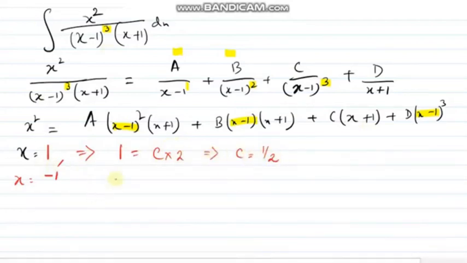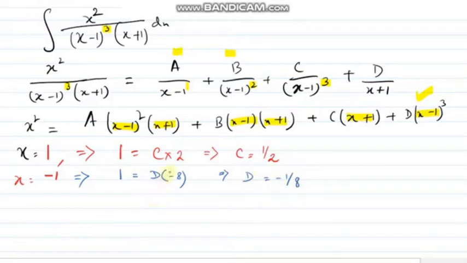If I do x equals to minus 1, this term will get vanished, this term will get vanished, this term will get vanished, only this will remain there, right? So that time d into minus 1 minus 2 whole cube, that is minus 8. So d is equals to minus 1 divided by 8.